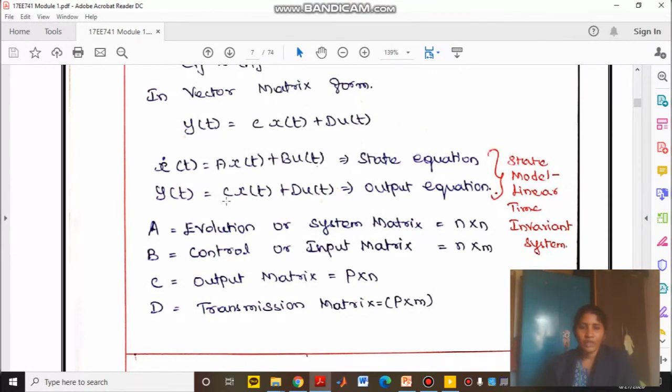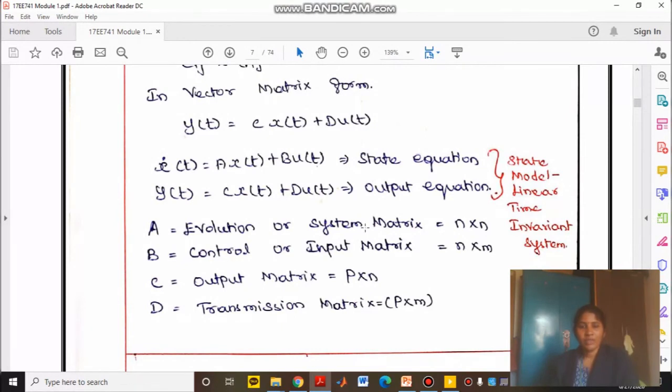To identify the order of the matrix C, how many outputs do we have? We have p number of outputs. And how many state variables? n. So the order of the matrix C is equal to p cross n. Now you should identify the order of the matrix D. What is the number of outputs associated with y? p number of outputs. How many inputs? m inputs. Therefore, the order of the matrix D is equal to p cross m. So this is how you can remember how to frame the order of the matrices.